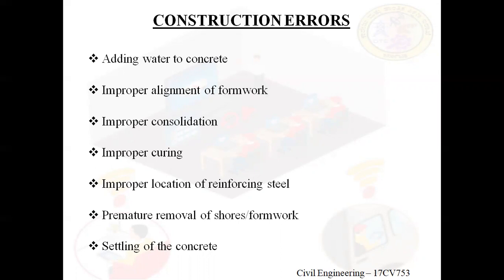Next, improper consolidation. That means we have to do proper compaction of the concrete structural elements. Otherwise, we know the problem we face with improper or less compaction. That means pores will be generated, water will sit in there, and automatically corrosion may take place, and other chemical actions and chemical causes will also increase.